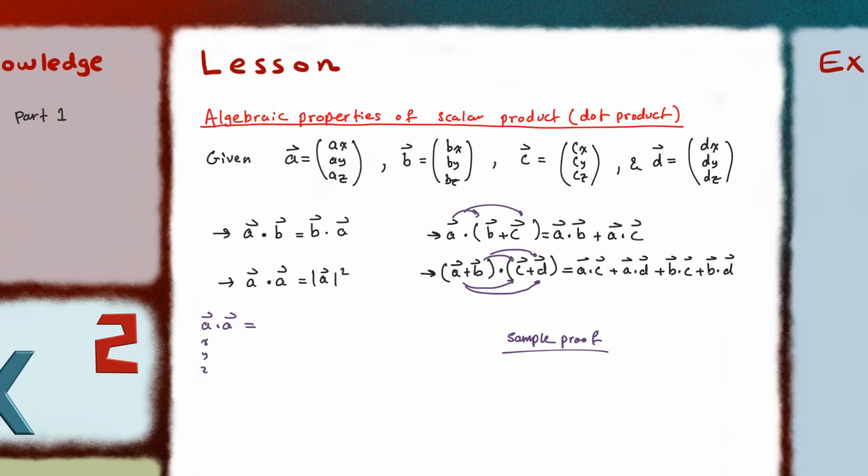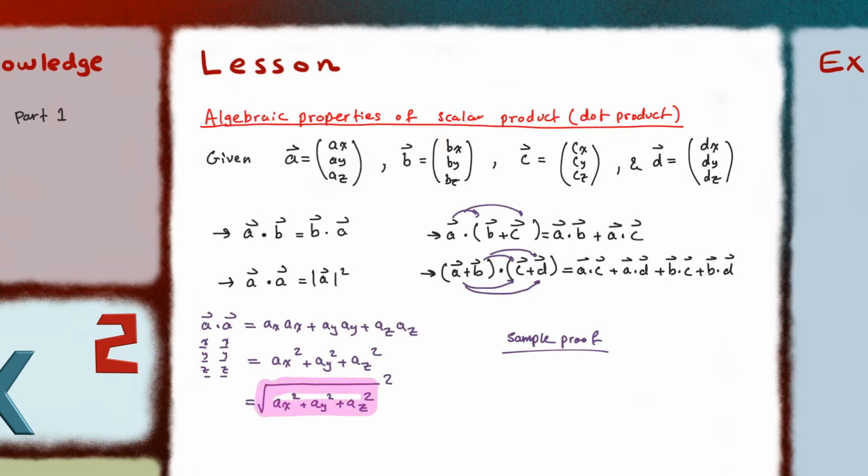We've got vector a dot vector a, so we're going to use their components, and that's ax times ax plus ay times ay plus az times az, and that ends up being ax squared plus ay squared plus az squared. Ax squared plus ay squared plus az squared, rooted and squared, is the same as the line above, and the root of x component squared plus y component squared plus z component squared is the same as the magnitude of vector a, and that's just squared, and that proves that the left-hand side is equal to the right-hand side.